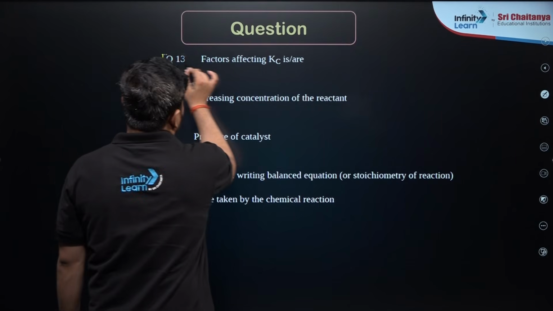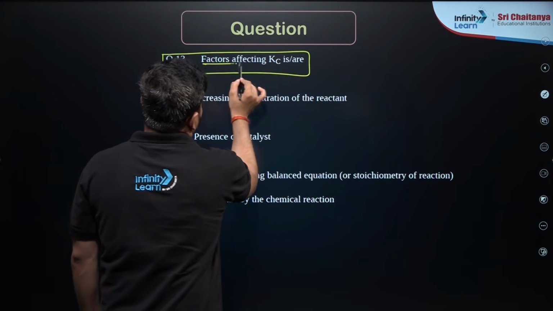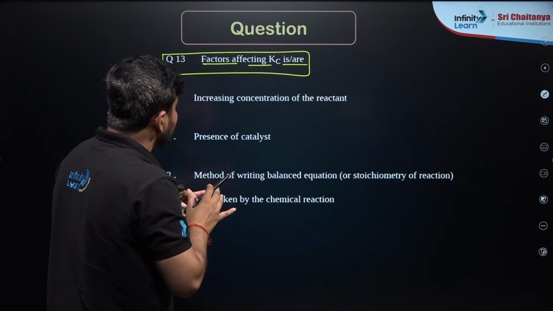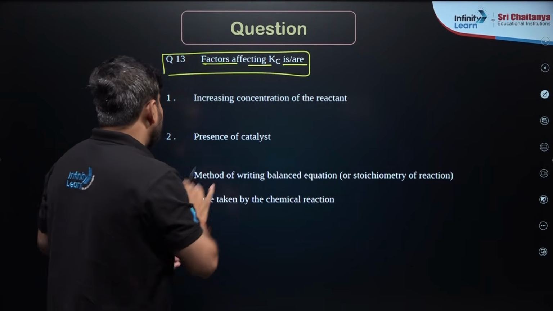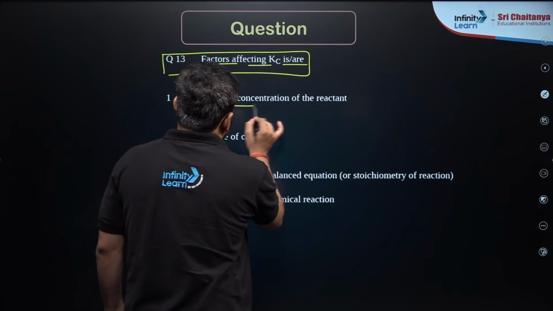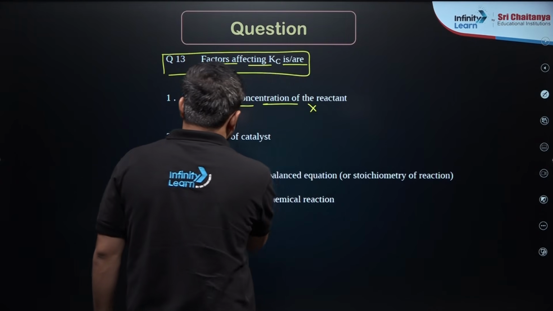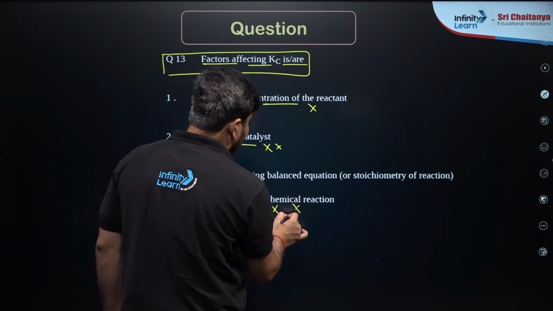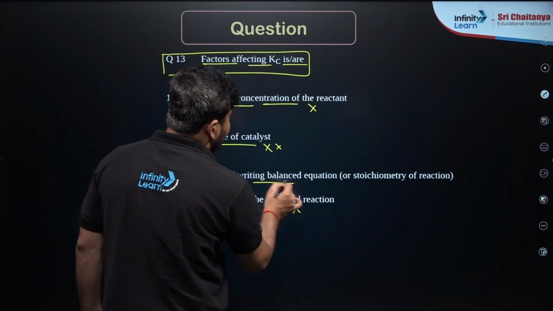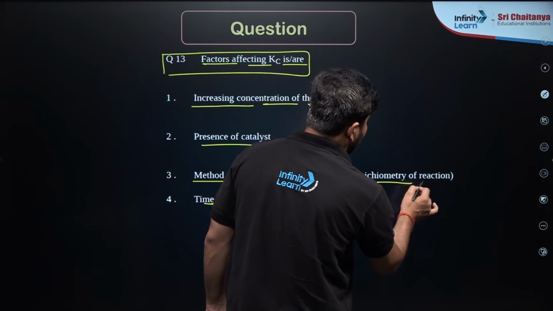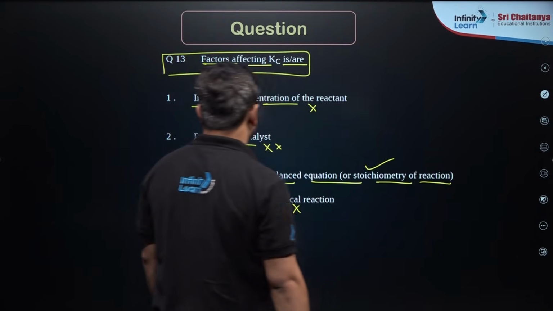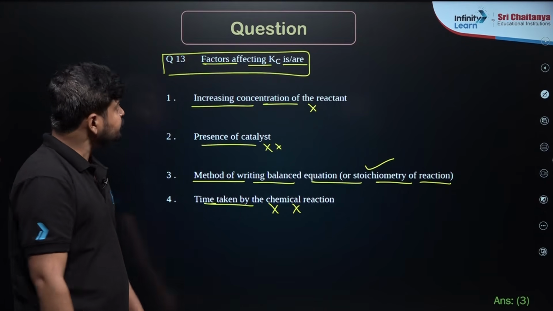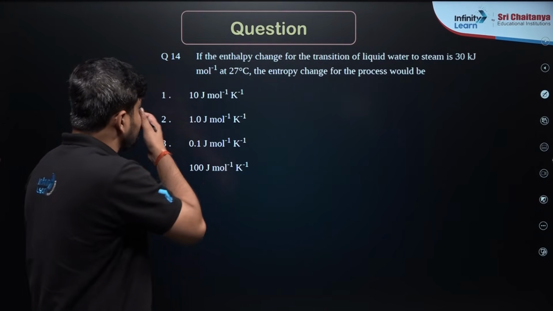Now in question number 13, what we need to do? Factor affecting Kc. Which one is the main factor that is going to affect the Kc? Concentration has no effect, catalyst has no effect, and time also has no effect in a chemical reaction. Only the method of writing the balanced chemical equation, the stoichiometry of the reaction, is going to affect the Kc. So option third is the correct answer for this question.